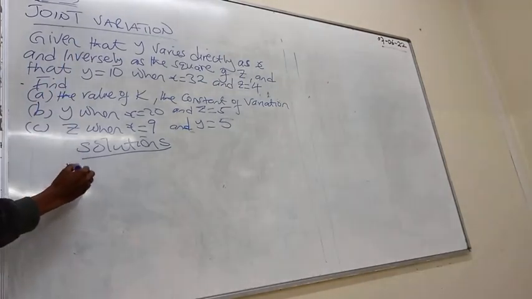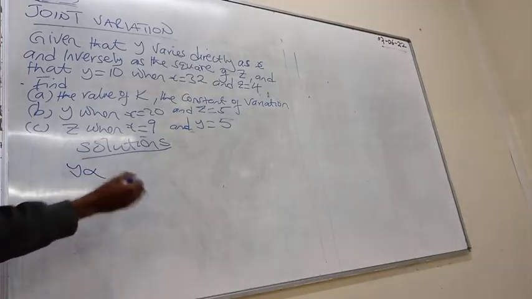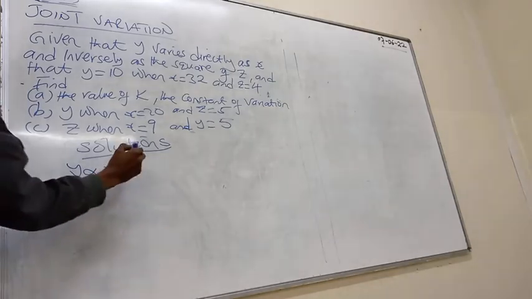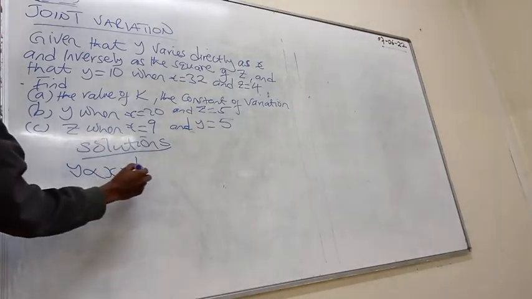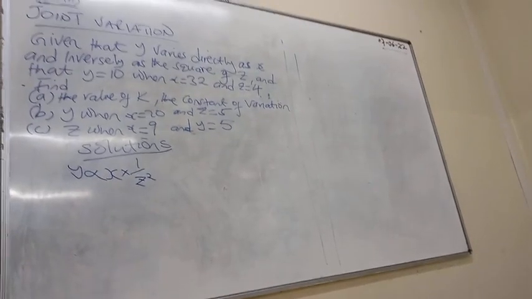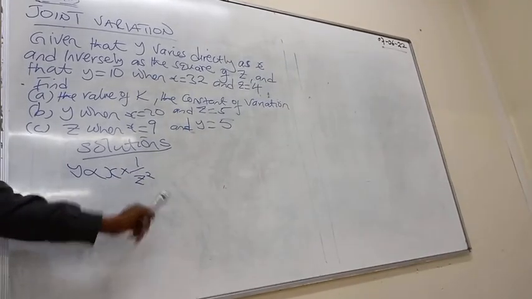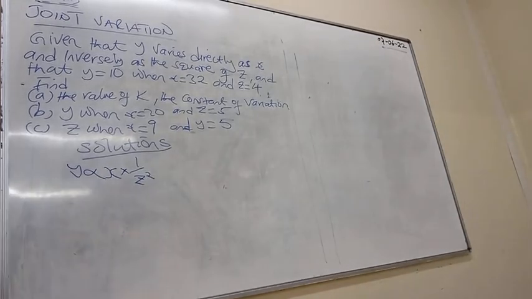Given that y varies directly as x, directly just write it like this, and inversely as the square of z. Inversely means times 1 over the square of z, so z squared. So there's direct and inverse. The inverse always will be 1 over something, then direct is just direct without 1 over.